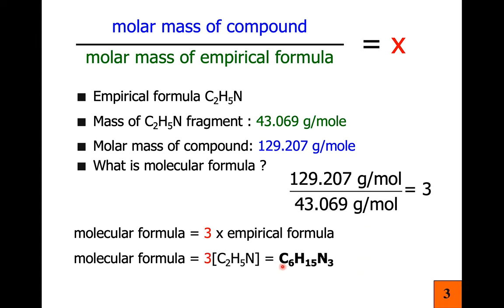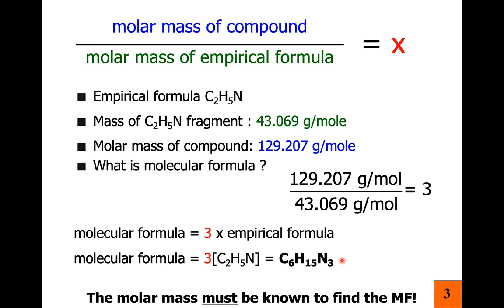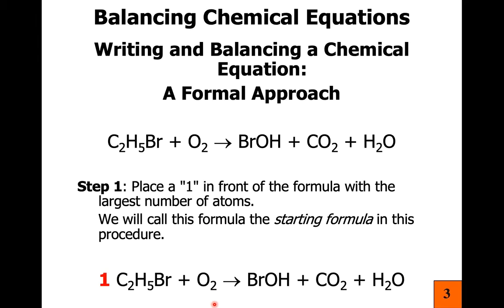And so the correct molecular formula for this is C6H15N3. So I just tripled all of these. 2 becomes 6, 5 becomes 15, and 1 becomes 3. So it's contained in there 3 times. Okay, the molar mass must be known, and being known means that we need to provide it for you.